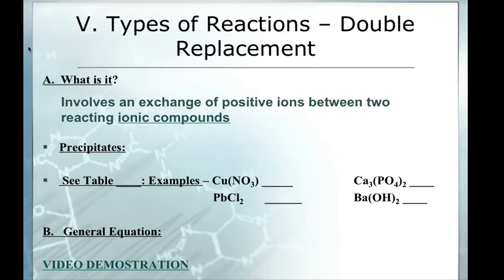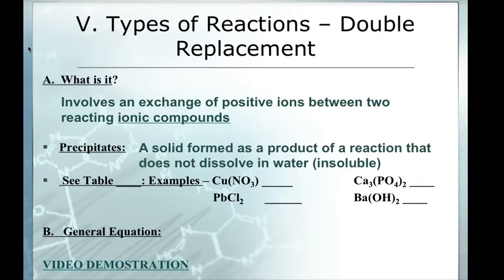Basically, it's similar to the single replacement reaction, but as you can see, it's called double replacement, which obviously means that two elements are going to switch with each other. Also, we'll introduce you to a term called a precipitate. A precipitate is a solid that's formed as a result of a chemical reaction that doesn't dissolve in water. In other words, it is insoluble.